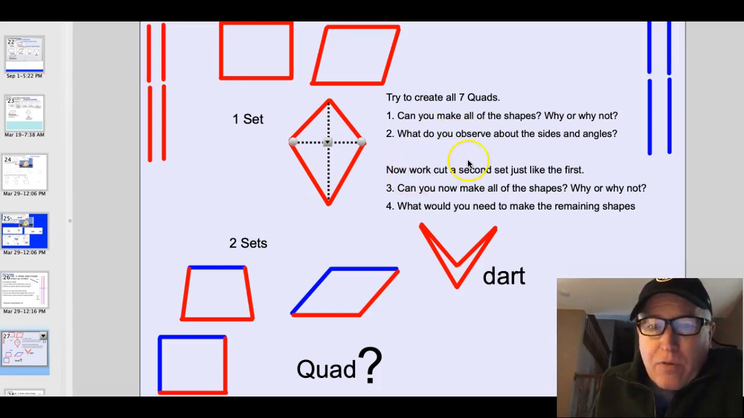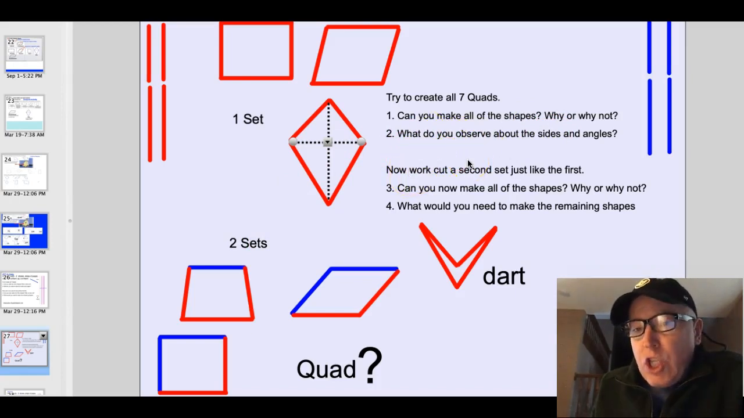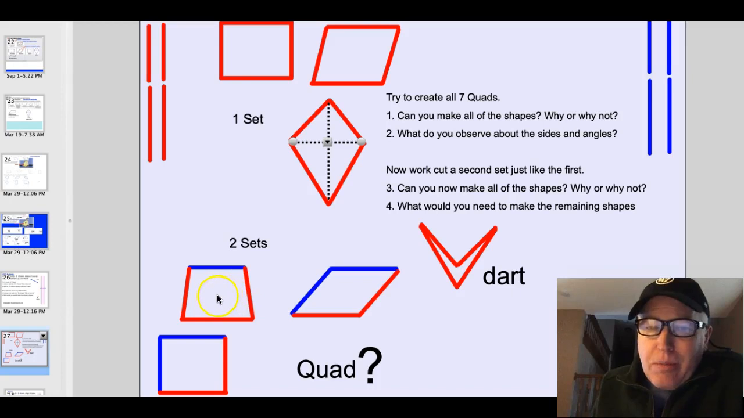This next set, now if you work with a second set that's just like the first, can you now make all the shapes? Why or why not? Well, you can certainly make a trapezoid. So what I used here is I used the blue for a symbol for the second set. So if you take and do a long one and then 3 short ones, you can make a trapezoid.